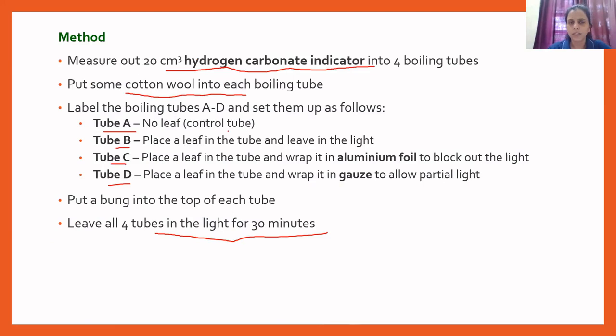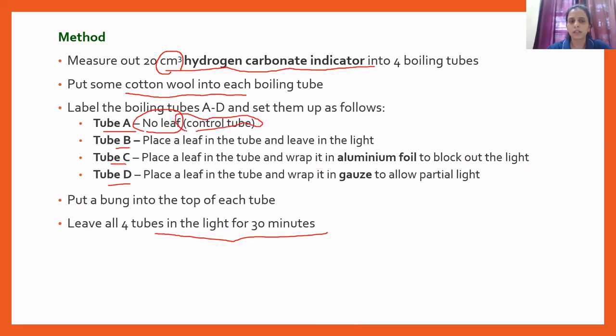In order to perform this experiment in the laboratory, you need 4 test tubes or 4 boiling tubes: tubes A, B, C and D. In all these 4 test tubes, you have to add 20 ml of hydrogen carbonate indicator. It's often written as centimeter cube, which refers to volume. So you add 20 ml of hydrogen carbonate indicator to all 4 test tubes. Now in test tube A you have not taken any leaf because this is your control tube.